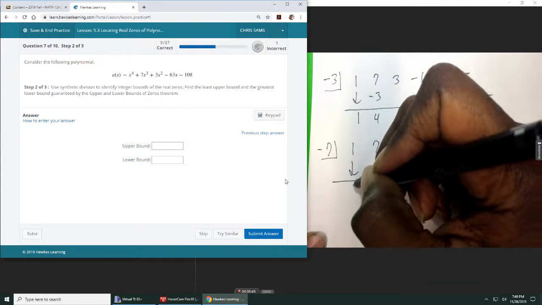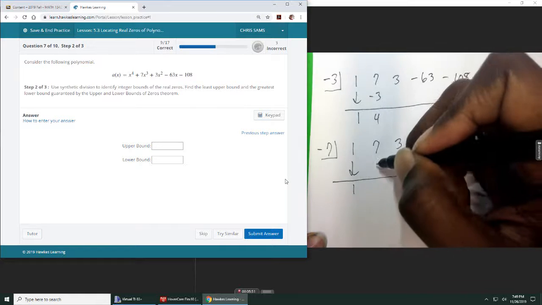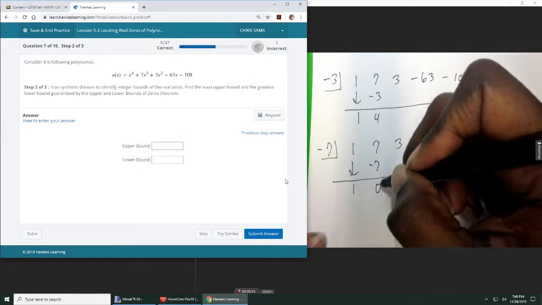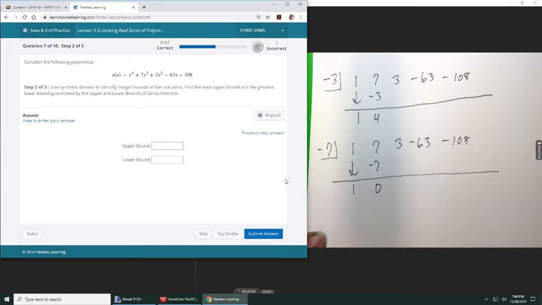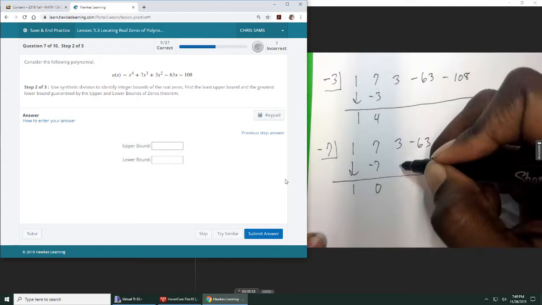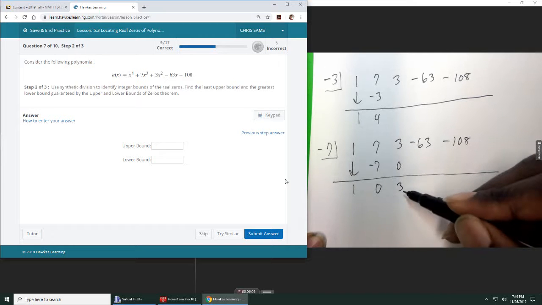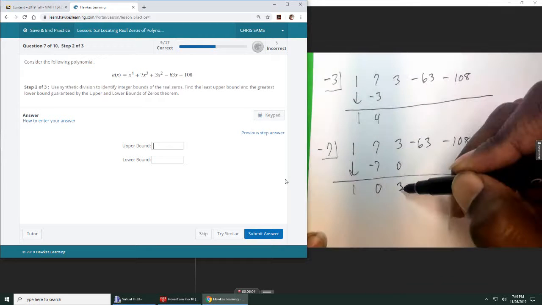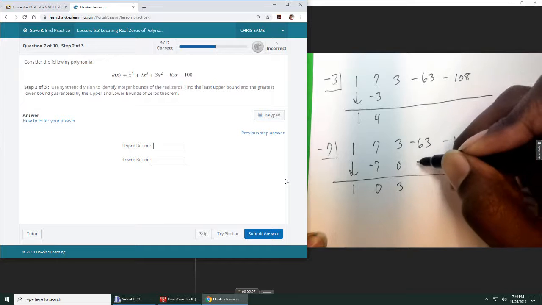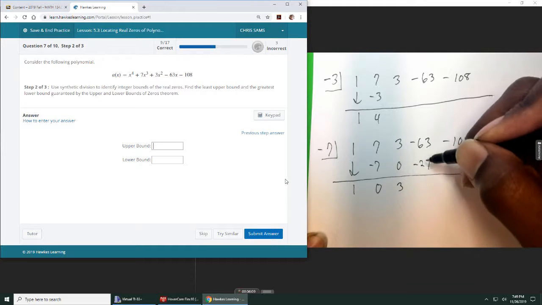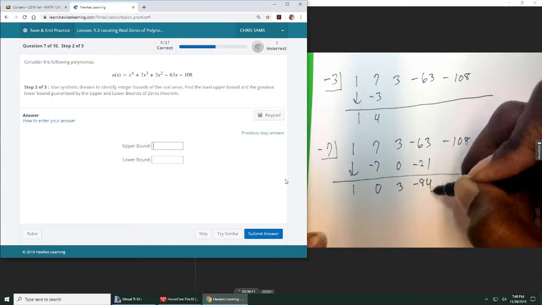Bring down 1, multiply, that gives me a negative 7. Combine these, we get 0. So 0 can be positive or negative. Negative 7 times 0 is 0. Add these, we get 3. So I got positive, negative, positive. Negative 7 times 3 gives me a negative 21. Add these, we get negative 84.